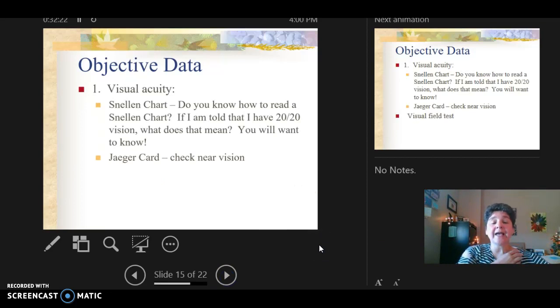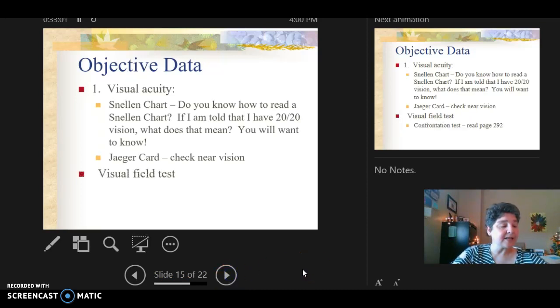Then we have something called a Jaeger card or a pocket card, and this helps to check near vision. Again, we'll have this in lab this week, so you'll be able to see it. This is where we hold a little pocket card about 2 feet away, or have the person hold it about 2 feet away from them, and then they're going to read the letters that they see, and we'll see what their near vision is. Again, we look at 20/20, 20/30, all of those same measurements. When you get into lab, this is going to make a little more sense, because then you'll actually be able to see it, and we will review it with you as well.